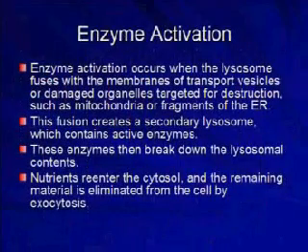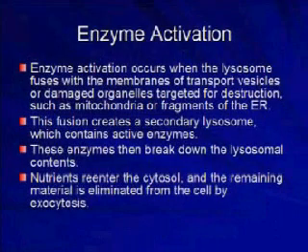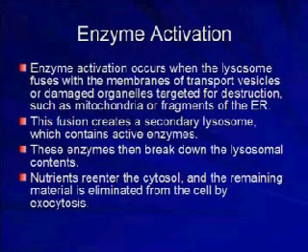So, as a review, enzyme activation. Now, we talked about enzymes earlier in the lecture series. Enzyme activation occurs when a lysosome fuses with the membrane of transport vesicles or damaged organelles targeted for destruction, such as mitochondria or fragments of the endoplasmic reticulum. This fusion creates a secondary lysosome which contains active enzymes. These enzymes then break down the lysosomal contents. Nutrients re-enter the cytosol, and the remaining material is eliminated from the cell by exocytosis.